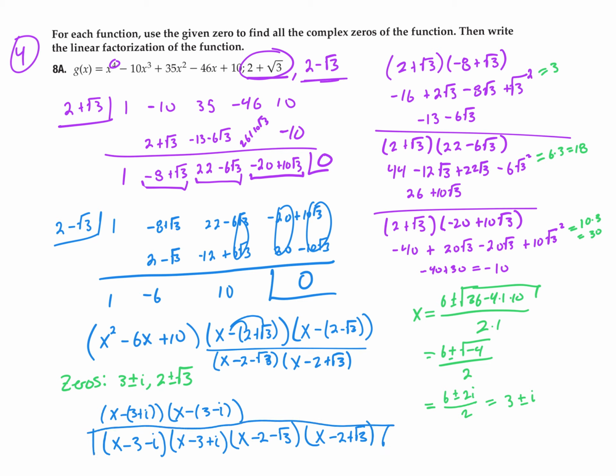So that is my factored form, and those are my 4 zeros because my degree is 4.